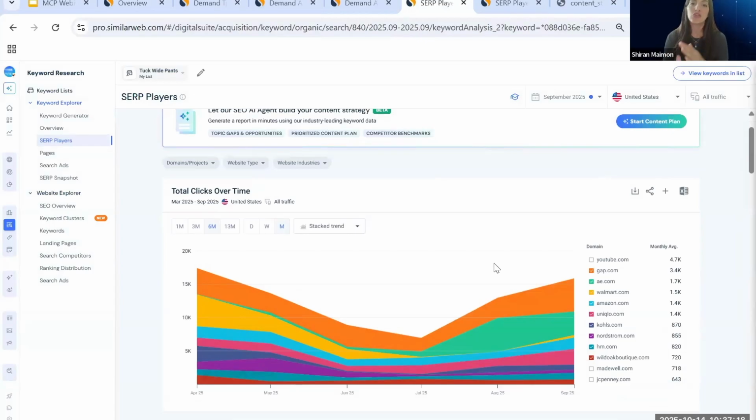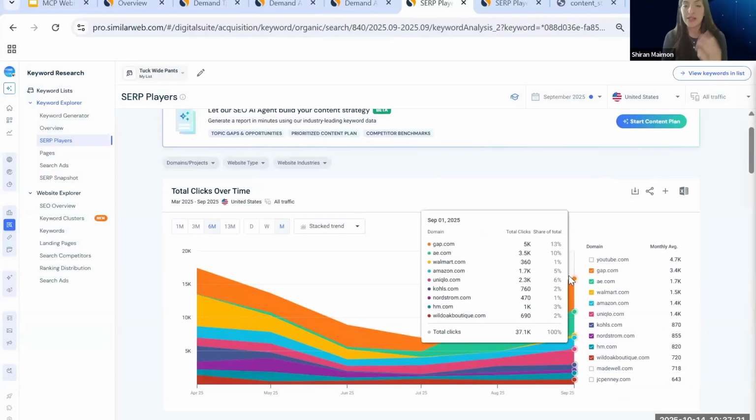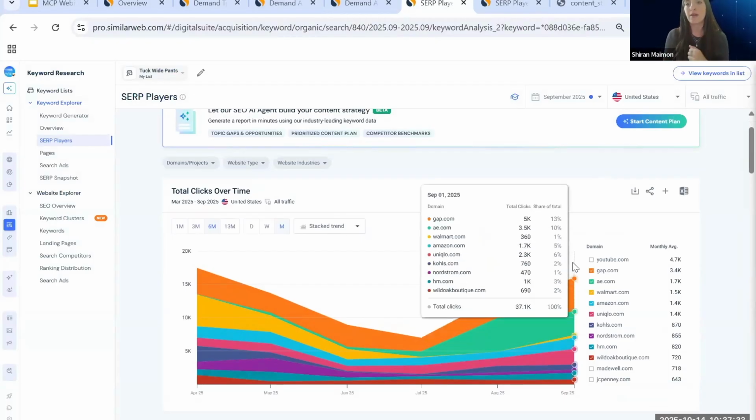So it's really interesting for me to see that, for example, on this specific term in September, we see that Gap is the most dominant in terms of share of total traffic share for these related keywords, 13%. Now, if I, for example, wear the hat of American Eagle, standing in second place, gaining 10% of the overall traffic share, my next question would probably be, what do I need to do?